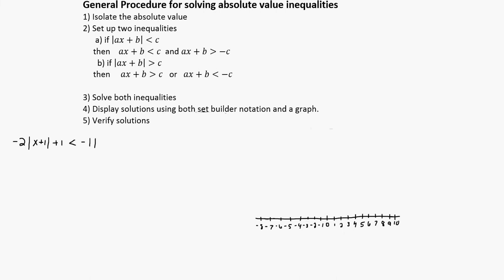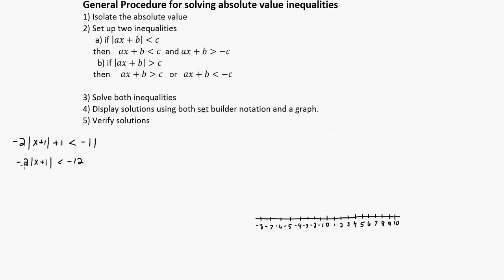Okay, let's look at the general procedure for solving absolute value inequalities again. So step one is to isolate the absolute value, and I have the inequality negative 2 times the absolute value of x plus 1, plus 1, is less than negative 11. To isolate this absolute value, the first thing I'm going to do is subtract 1 on both sides, and I have negative 2 times the absolute value of x plus 1 is less than negative 12.